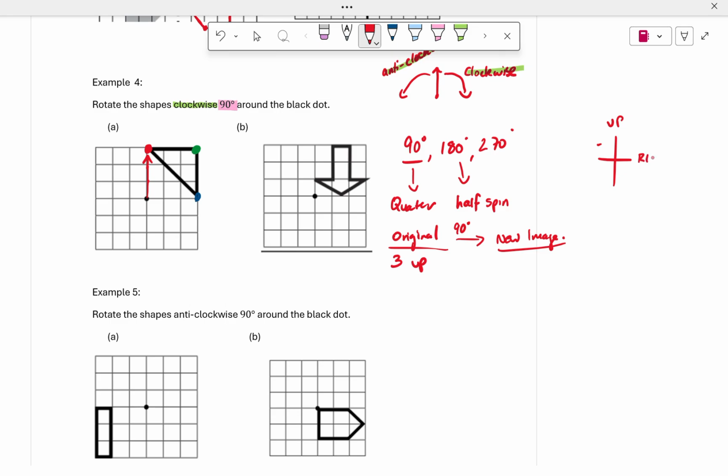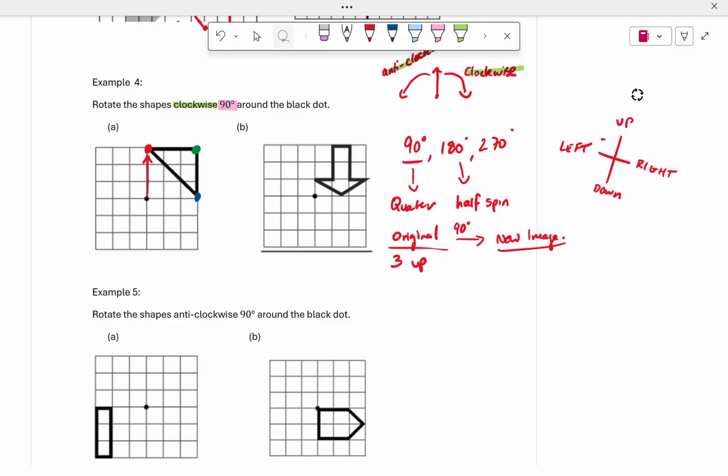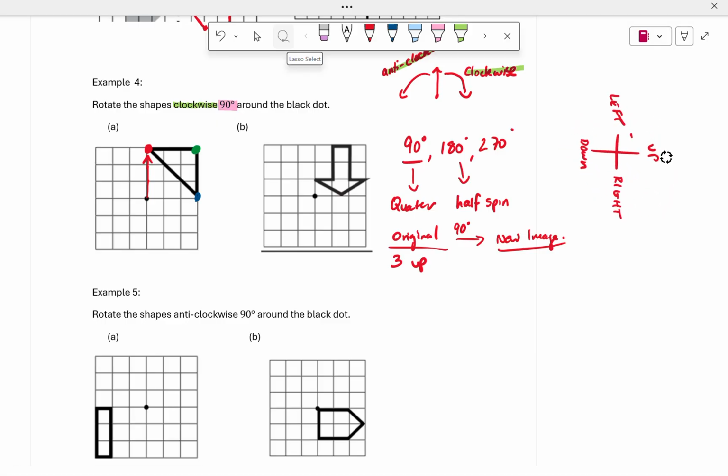So as opposed to up, if I picture I have up, right, down, and left, what I could then picture is up, left, down, and right, and if I rotate this 90 degrees, as you can see it's starting to spin, what happens is that up actually ends up going over to the right. Right ends up going down, down ends up going to the left, and left ends up going up. So we're spinning the axes effectively in order to create this new one.